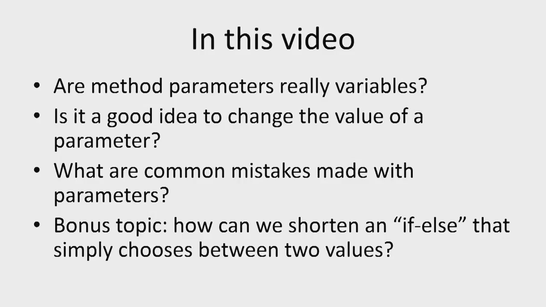In this video, we're going to explore the question, are method parameters really variables? I've referred to them as variables several times, but I don't seem to have ever changed them. Is it a good idea to change the value of a method parameter? What are some of the common mistakes people make with parameters? And a special super bonus topic, I'm going to talk about some ways that you can shorten up complicated if-else statements if you're just choosing between two values.